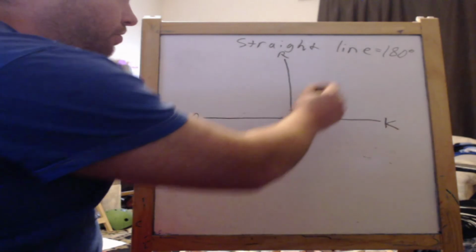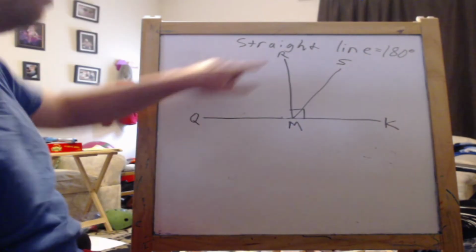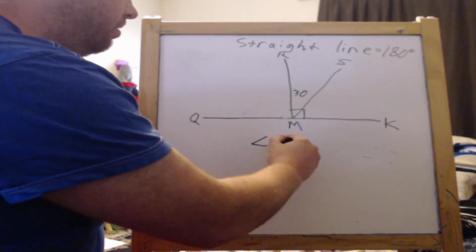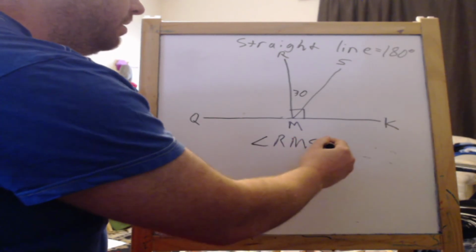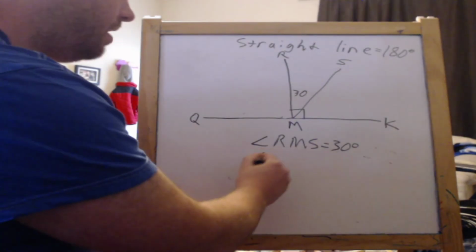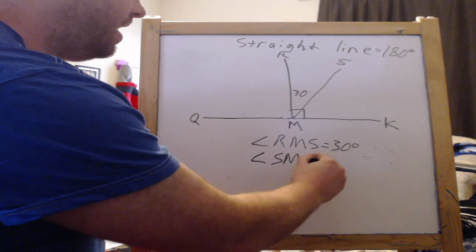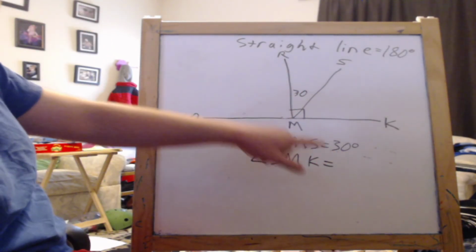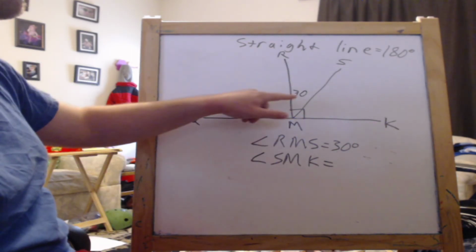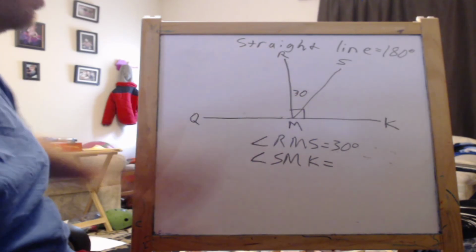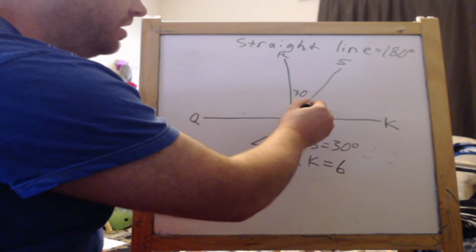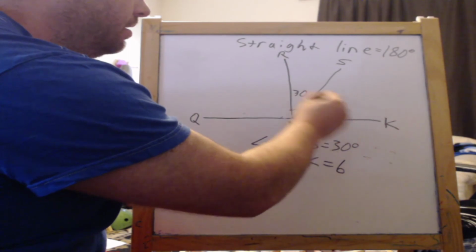Now RMS is 30. So if angle RMS equals 30 degrees, then this angle SMK has to equal the difference. We know that RMK has to equal 90 because it's a right angle. So the difference between 90 and 30: 30 plus what equals 90? So SMK, this angle right here, has to be 60 degrees.